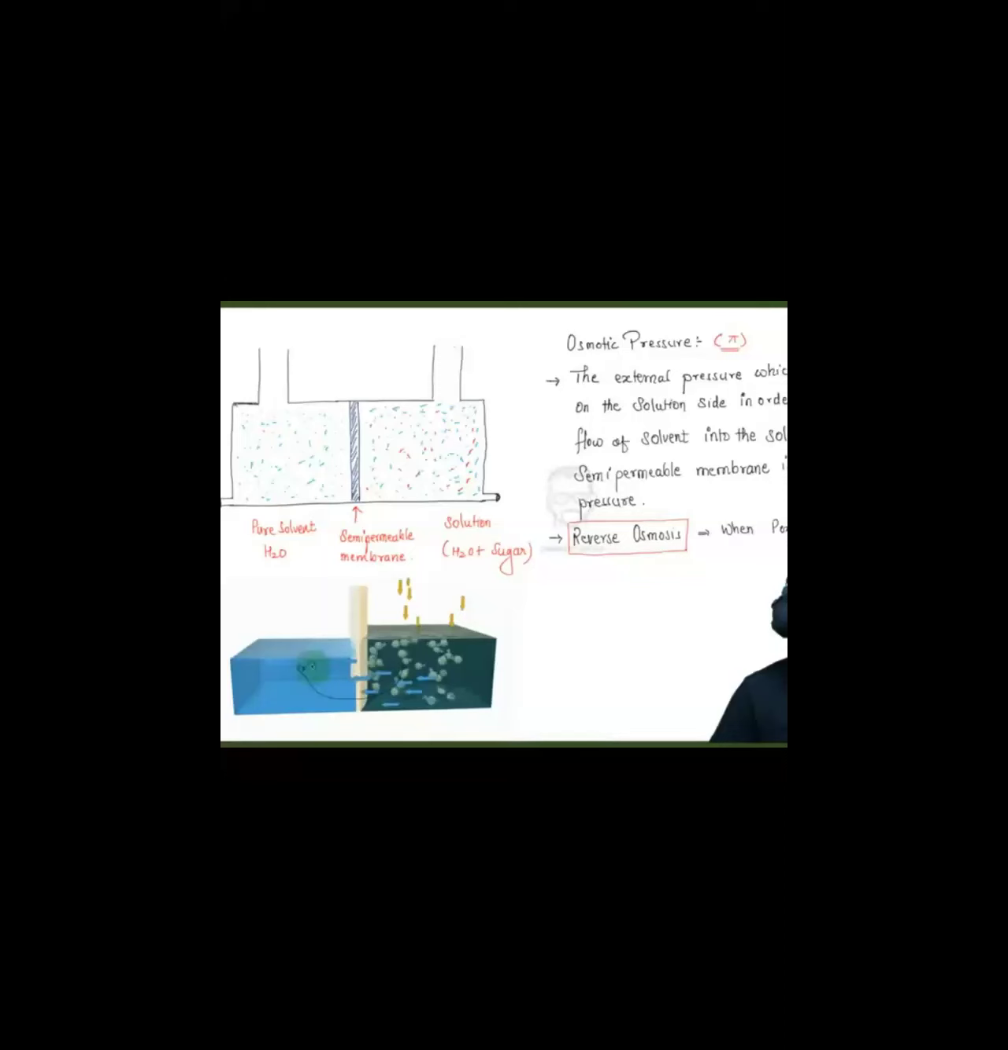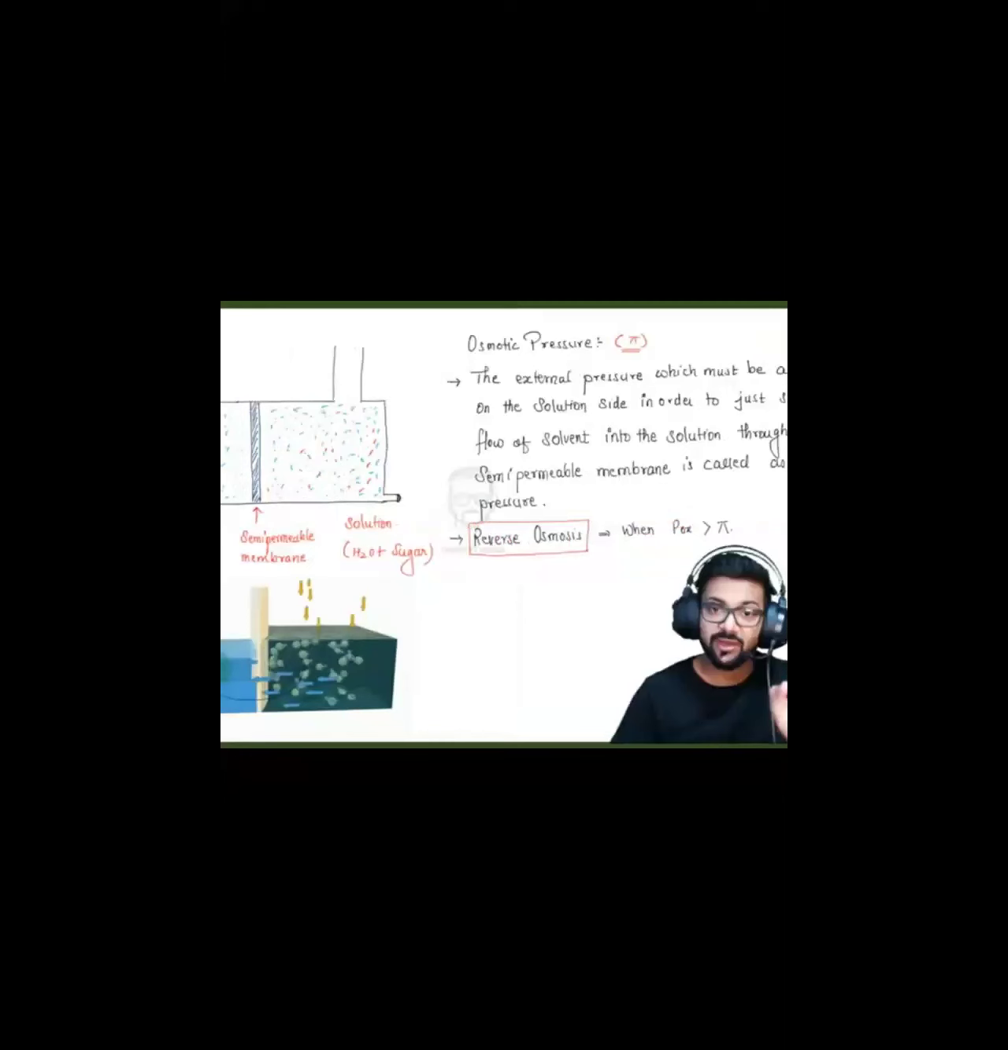Now what is the membrane, how does the membrane function, and what is inside the membrane? This is the osmotic process by which you create osmotic pressure, and if the applied pressure is more than the osmotic pressure, it is called the reverse osmosis process. When reverse osmosis is going on, what could be the design of the membrane and how does the design work?